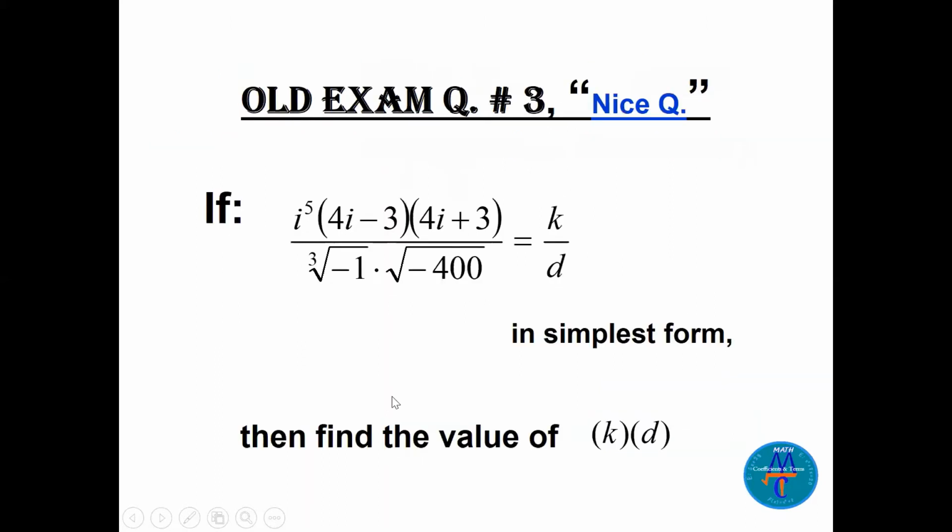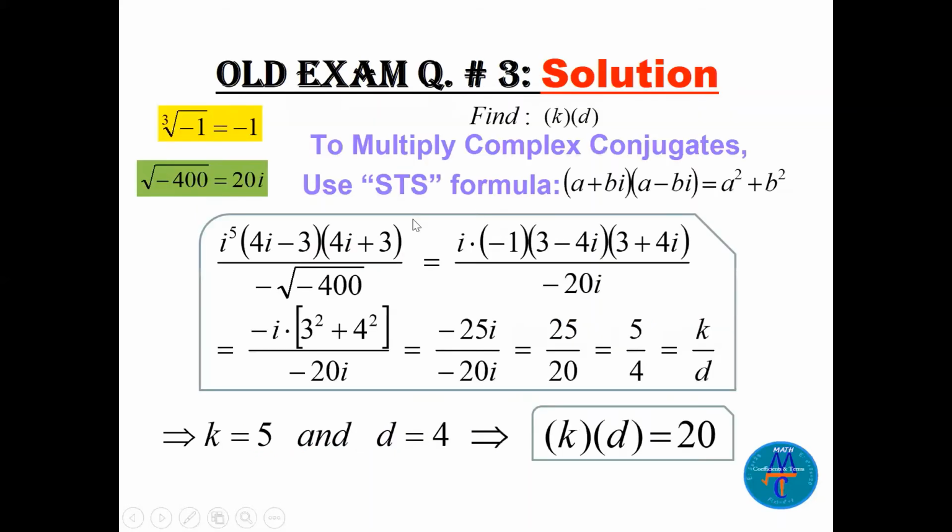Please try it. This one, we have i to the power 5, (4i minus 3)/(4i plus 3), equal to k over d in simplest form. Find k times d. Now, are these conjugates here? This is a little trick. They are not conjugates, no. The conjugate is a plus bi, a minus bi. So I leave this one, 4i plus 3, which is the same as 3 plus 4i. In the first one, I take a minus out as a common factor, and it becomes 3 minus 4i. Now they are conjugates. I can use the formula, but remember there is a minus outside.